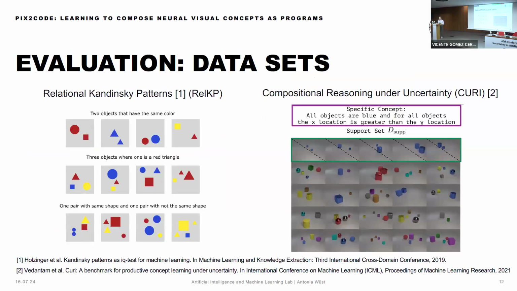For the evaluation, we looked at two evaluation data sets. One is the Kandinsky patterns, and the other one is the CURI benchmark. Kandinsky patterns are a bit easier visual inputs, and the CURI benchmark is based on CLEVR images. So this is a bit more challenging, and that's why we focus mostly on this data set for the evaluation. But basically both have some abstract concepts that are also compositional, so we have to check for multiple things.